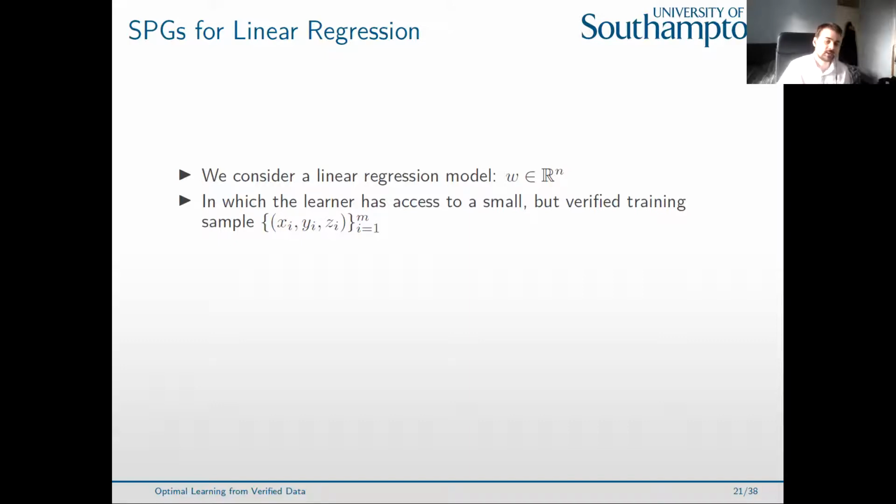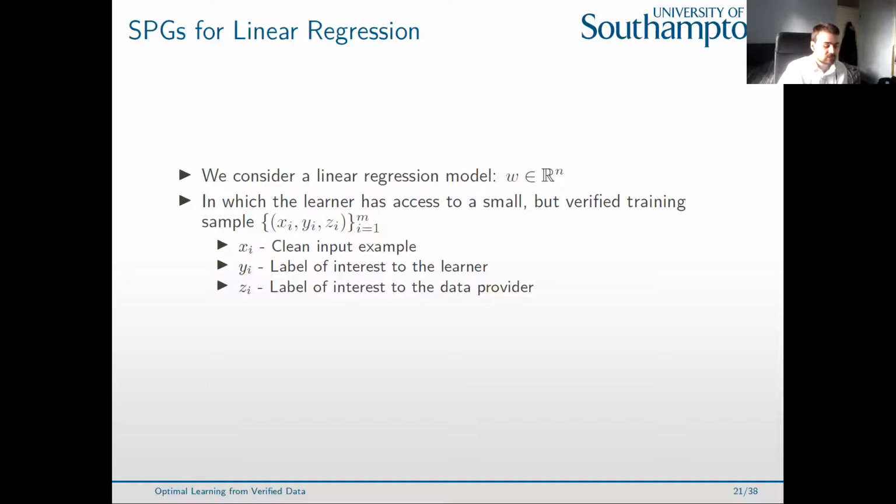We also assume that the learner has access to a small but verified training sample. This training sample consists of tuples x, y, and z. X is exactly what you'd expect: a clean training example from the distribution of interest. Y is a label of interest to the learner, a standard label as you'd expect. And we also introduce this new data point Z, which is the label of interest to the data provider. So what we're going to assume in this game is that there's a label of interest to you that you want to be able to predict, but there's also a label of interest to the data provider that they want you to predict, right? So in the case of spam, well, spam classification isn't a good example because it's a classification problem, but say you're going to an insurance company to get your quote for your insurance.